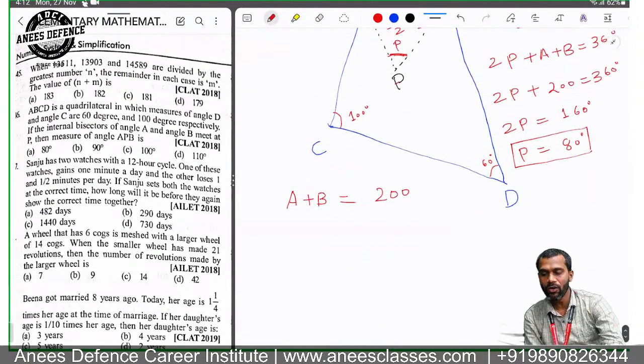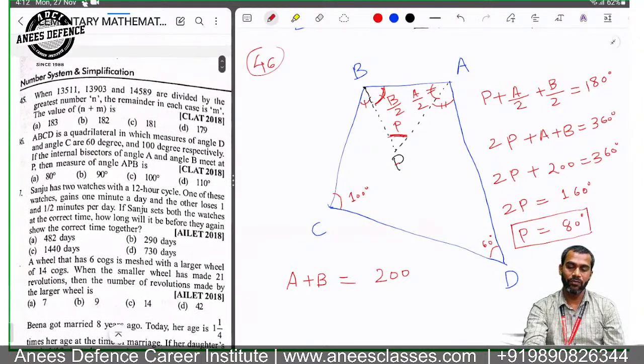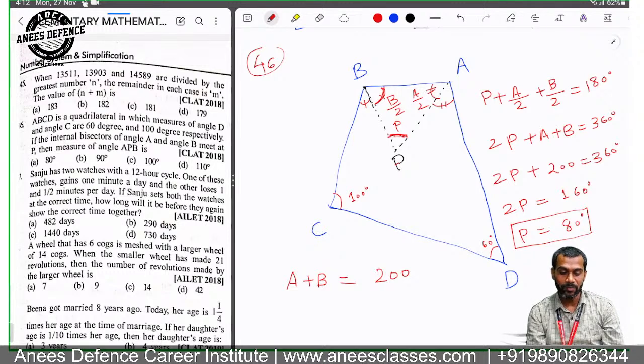You're not responding at all. Please try question number 45. Again, application of LCM and HCF. These are the numbers divided by the greatest number n. The remainder in each is m, then the value of m plus n.